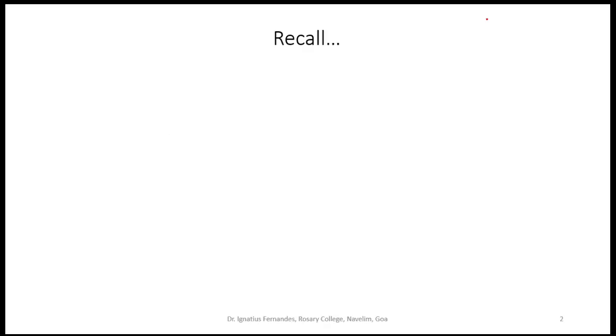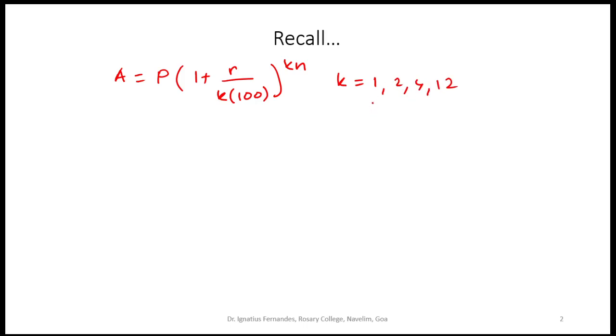So recall that the formula that we have discussed in the previous class, the total amount A is given by P into (1 plus R upon K into 100) raised to Kn, where K is 1, 2, 4, 12, depending on whether the interest is compounded on yearly basis, half yearly basis, quarterly basis or monthly basis. And if you want to find out the interest amount, then it can be found by taking the difference between the total amount and the principal amount. So let us continue with some more examples on compound interest.